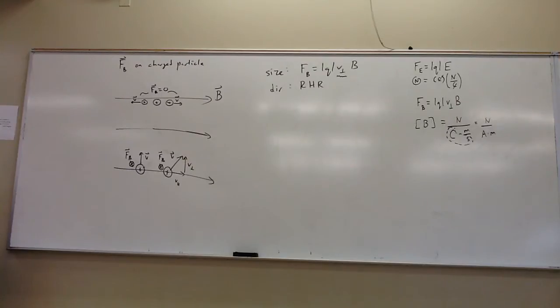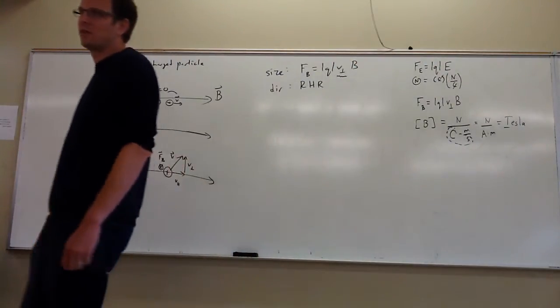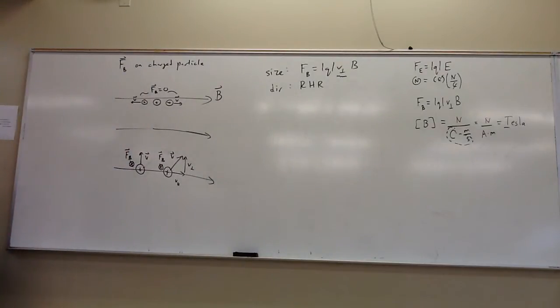That doesn't really condense it down enough for our tastes, so we just rename it. It's called a Tesla, or capital T for short. So the units of magnetic fields are Teslas. Okay?